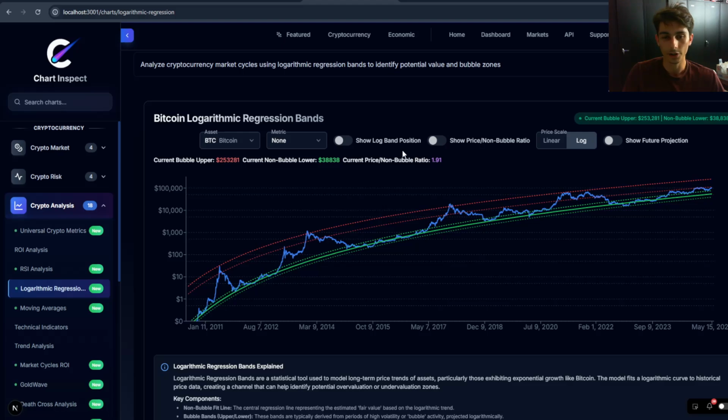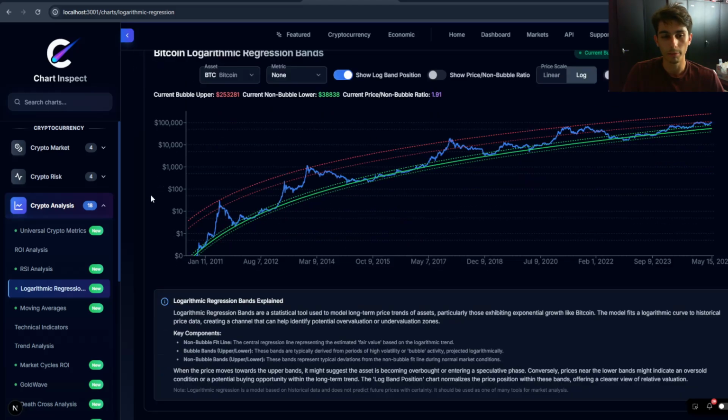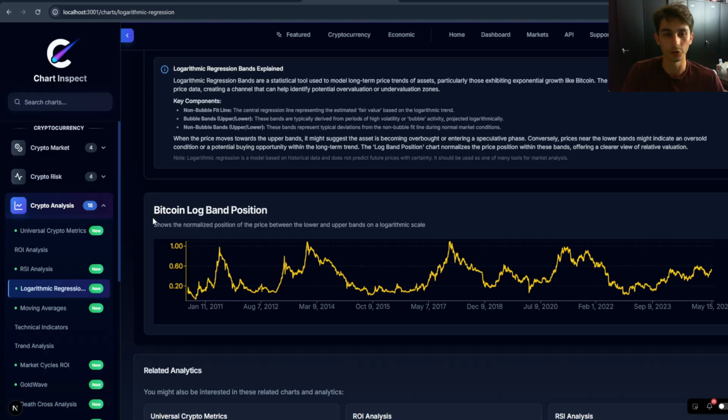So I really think this chart's interesting if you show the position of the logarithmic bands. If you take the percentage difference between each band, the bubble upper, bubble lower, the non-bubble upper, which is this top green one, the fit line, which is the value line, the solid green one, as well as the non-bubble lower, and you take the band position of those and normalize it from 0 to 1 and show it on a logarithmic scale, you can see that Bitcoin tops around this 0.8 to 1 log band position when you consider normalization.